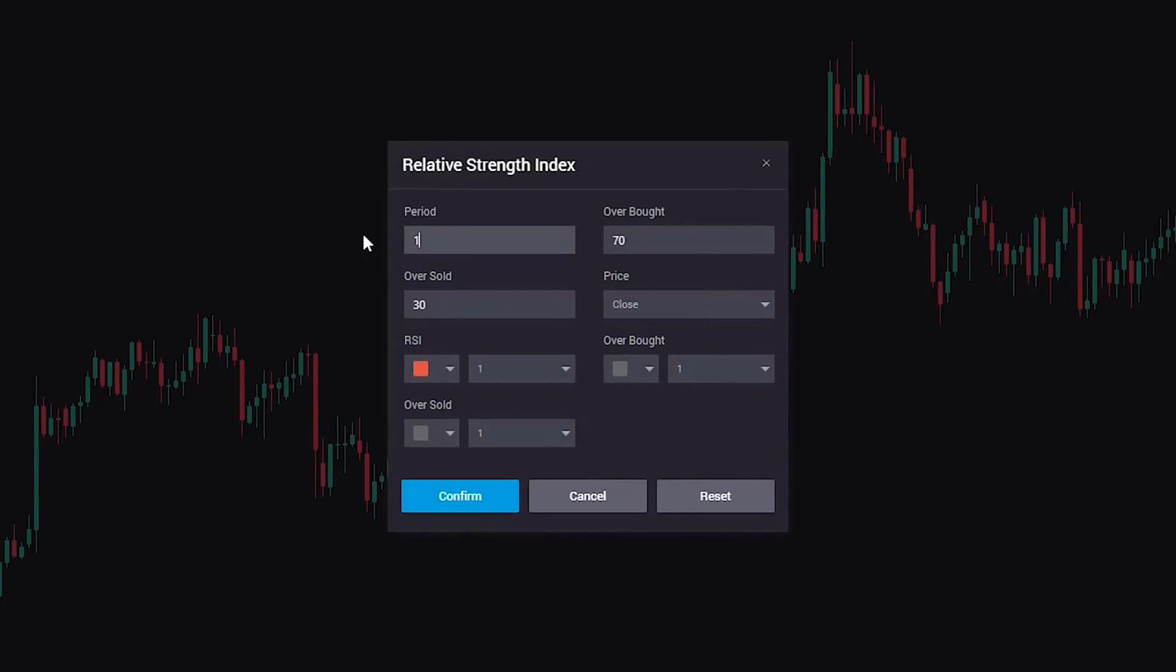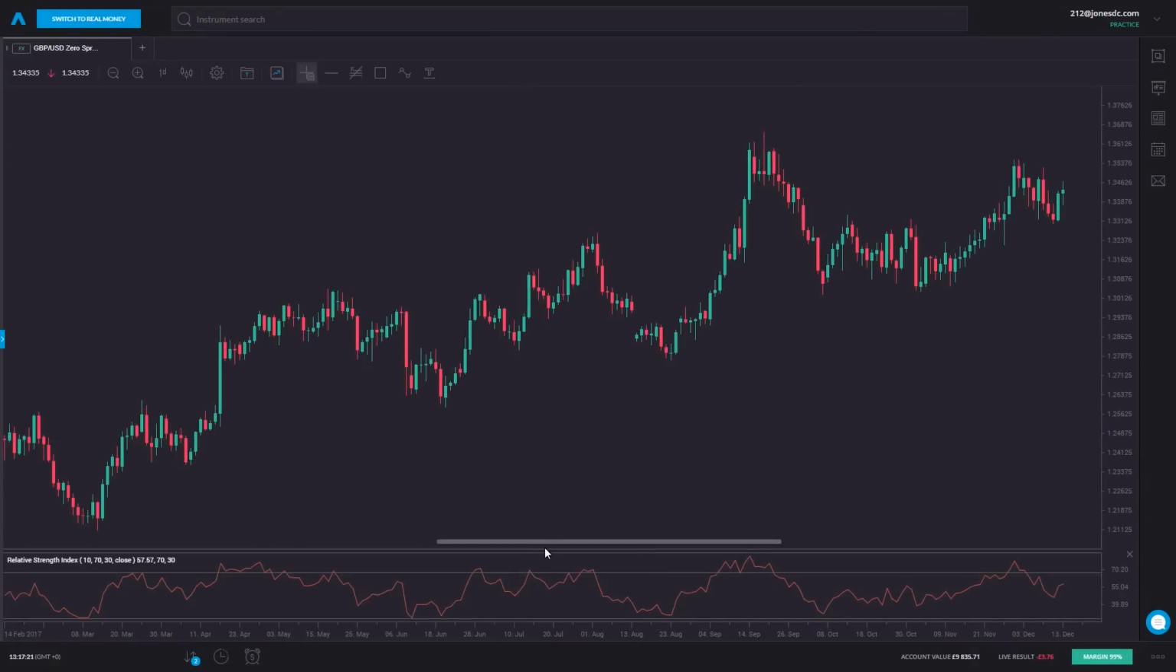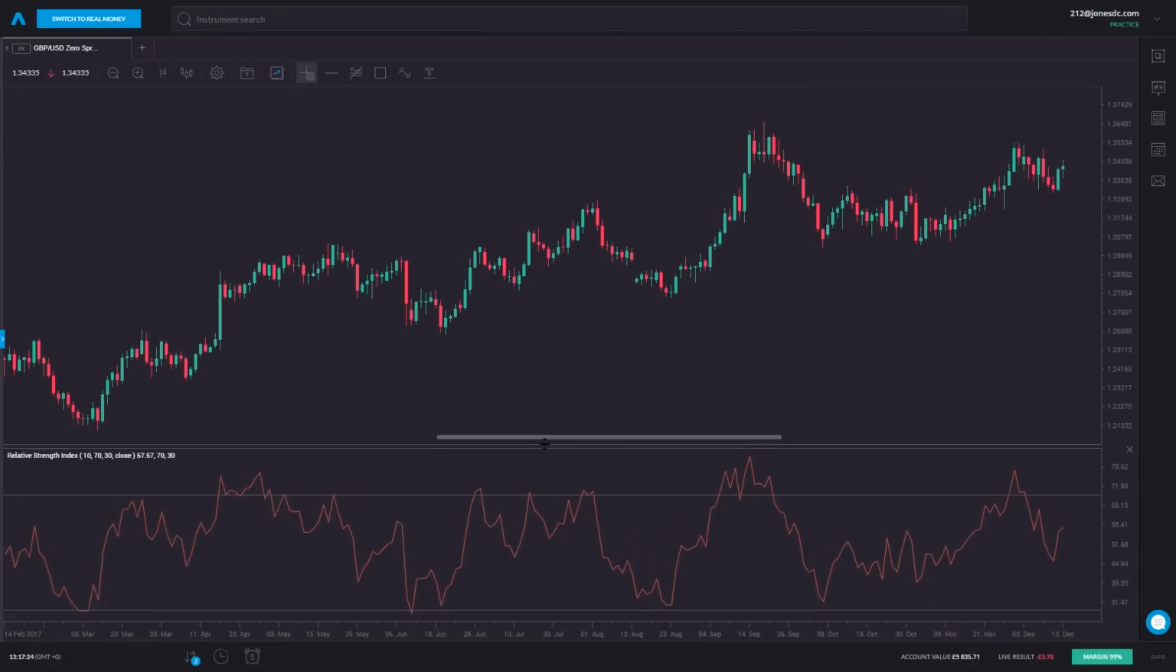Me, I like a 10-day RSI because it's 2 weeks. We can change the overbought, oversold areas. For now, let's stick with the textbook 70 and 30%. Click on Confirm, and the RSI gets plotted on our chart. Let's just stretch that up.